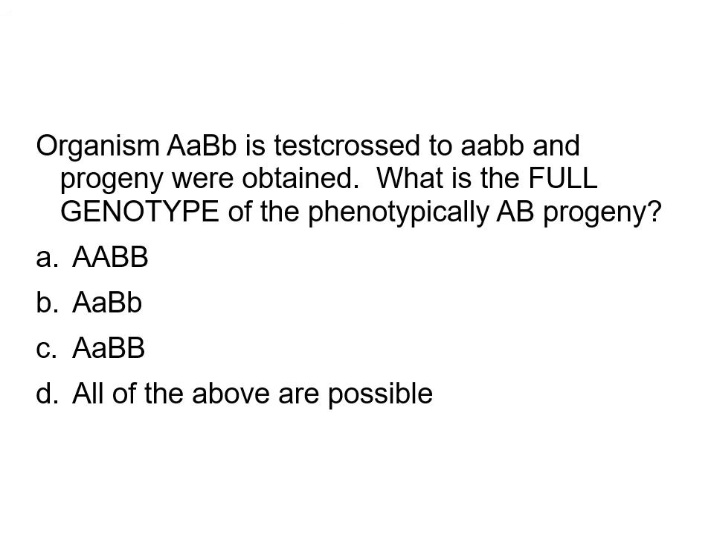Okay, organism big A, little b, big A, little a, big B, little b is test crossed to little a, little b, and progeny were obtained. What is the full genotype of the phenotypically big A, big B progeny? Okay, so of the choices, you know you're phenotypically big A, big B, but you know that the other 2 alleles came from the recessive parent, so the only reasonable answer here is B. Big A, big B, little b.